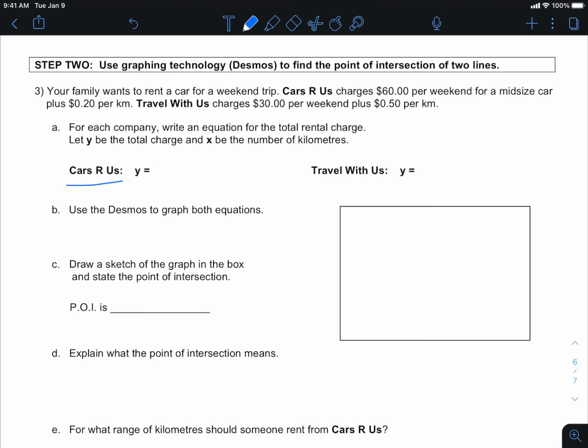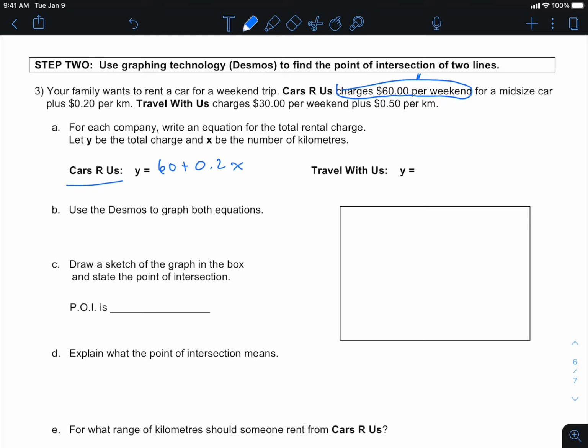I'm just looking at the question, and it looks like they're going to charge you $60 for the weekend. They're trying to throw you off here with this particular question by using the word per. So you go into Cars R Us, and they're going to charge you $60 to have the car for the weekend. So right off the top, you're going to have to spend $60 to get the car. And then for every kilometer that you put on the car, they're going to charge you $0.20, or 20 cents per kilometer. So X, that's what your equation looks like.